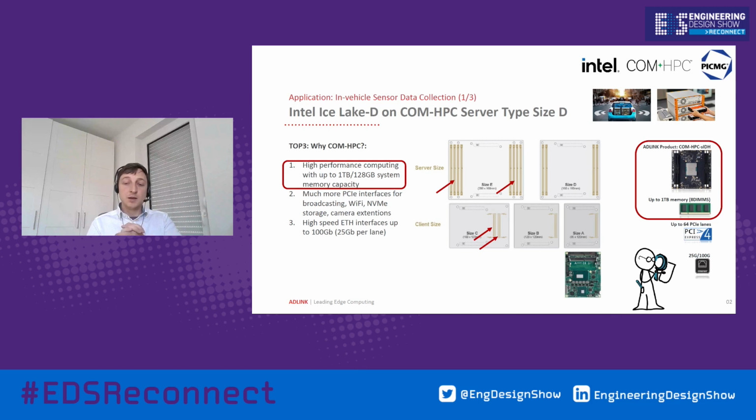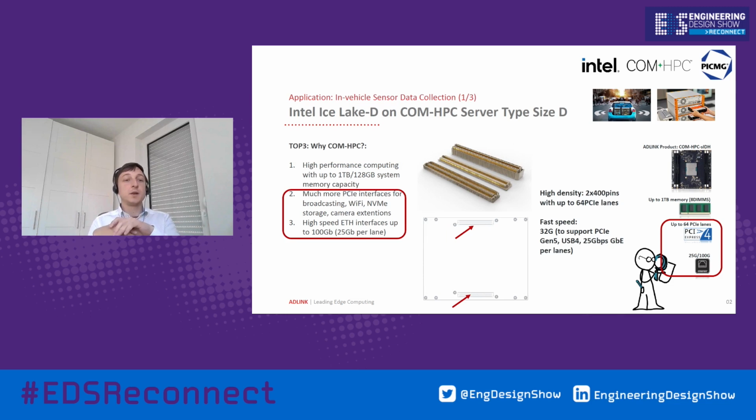But all the COM-HPC client modules can host up to 4 SODIMMs, which equals 128 gigabytes memory capacity in total. And this, in contrast to the server type, is the best trade-off between performance per dollar and per square centimeter, because it needs to be compact, right, for some applications.